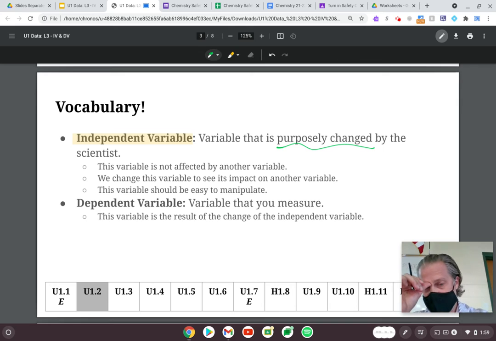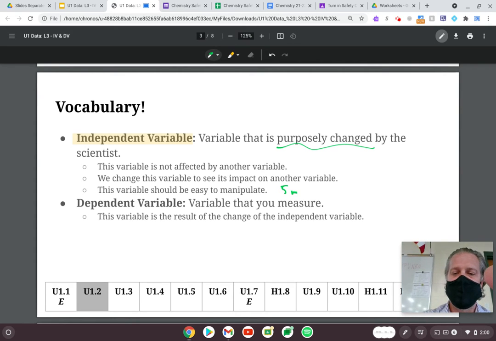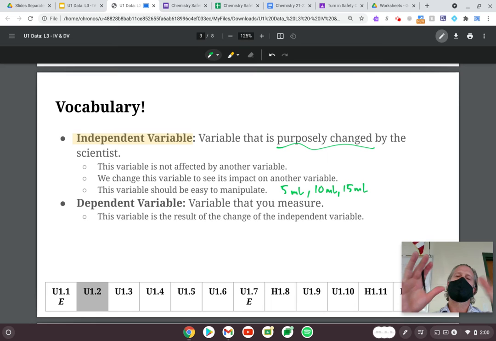Okay, it's easy to manipulate. That is, it sometimes goes by round numbers or whole numbers. Like sometimes people will go like 5 milliliters or 10 milliliters and 15 milliliters. Usually that's an indication that that's the independent variable.